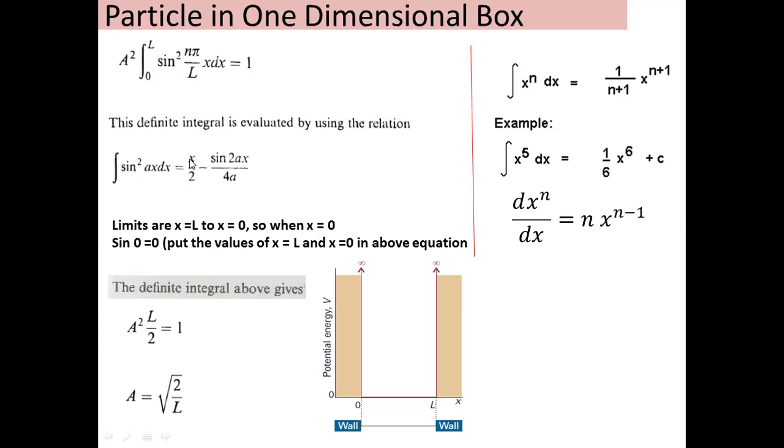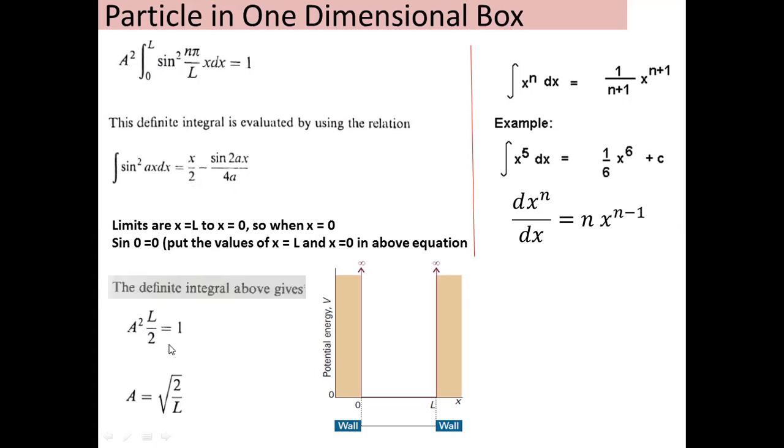When you put the value of x as L over here, this will become L by 2 minus the sine square term, and here the value of x is 0. If the value of x is 0, this whole value becomes 0, and sine 0 will be equal to 0. That means the definite integral of this equation, after putting our limits, will be L by 2, and that's why it is written over here.